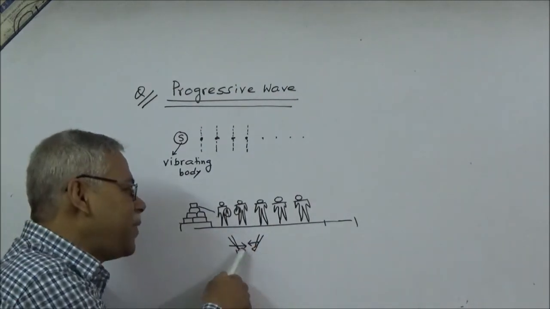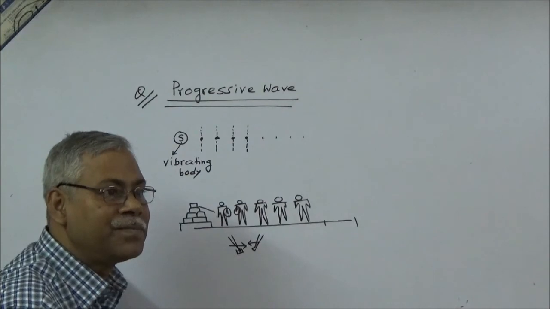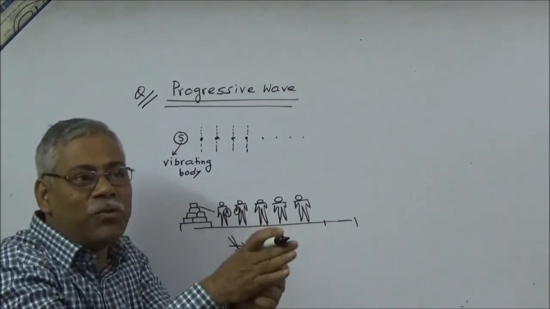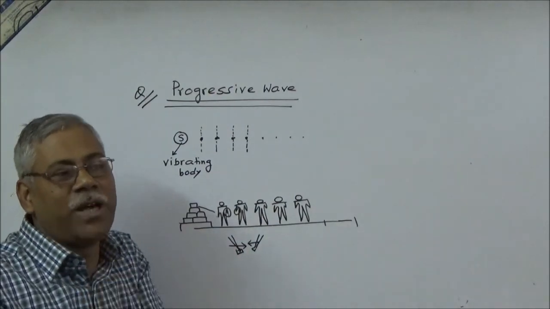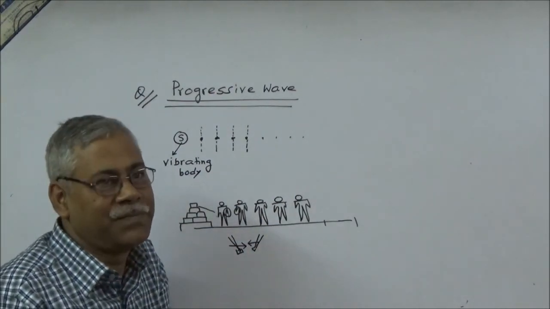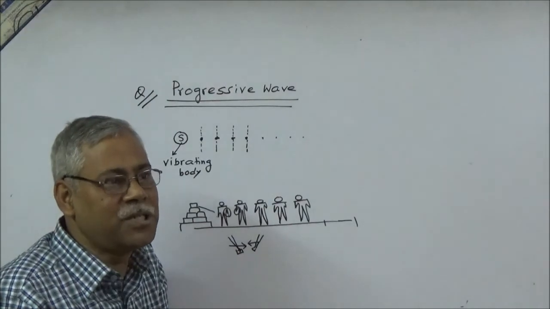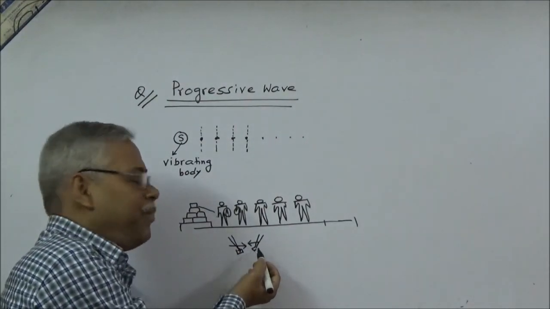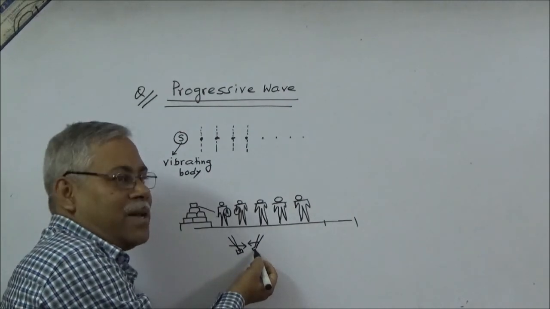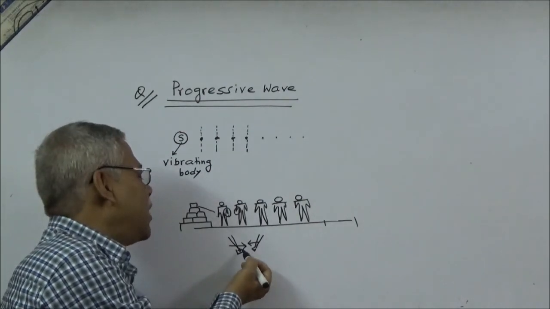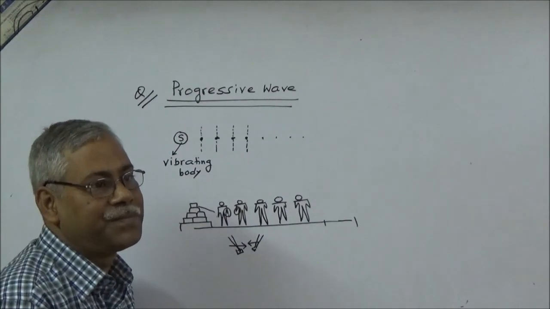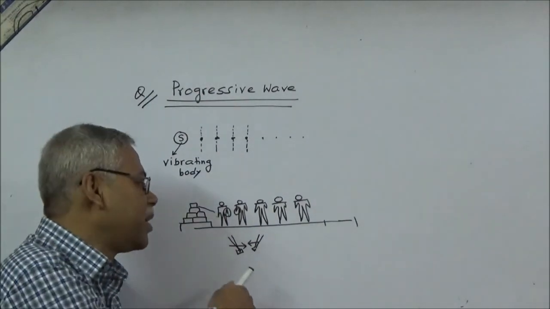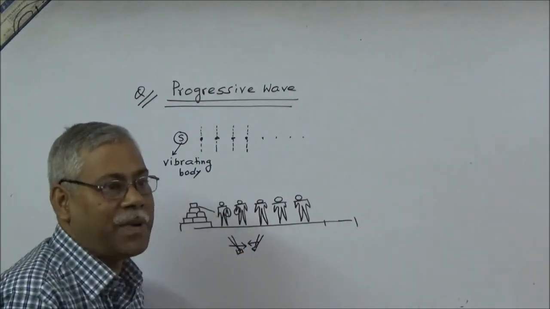So what is the phase difference? When I am moving my hand towards left, you are moving your hand towards right. So there is a phase difference of pi, 180 degrees. And because of this phase difference only, this man can collect the brick. Because of this phase difference, the brick goes from this man to the next man.